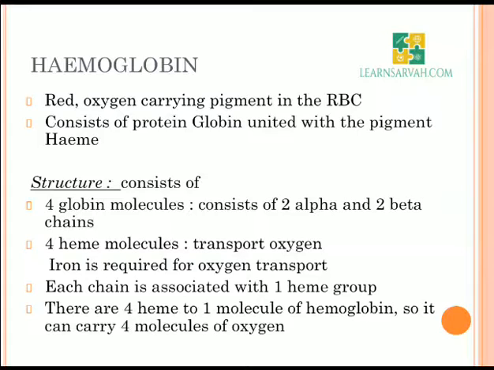One of the essential elements required for oxygen transport is iron. Each globin chain is associated with one heme group. There are 4 heme to 1 molecule of hemoglobin, so it can carry 4 molecules of oxygen.